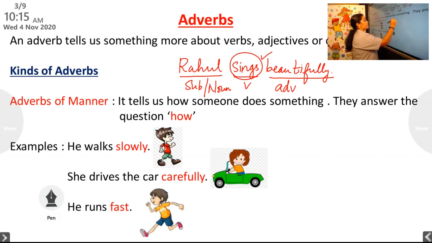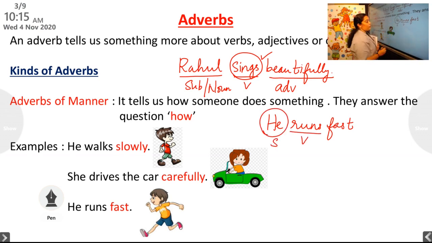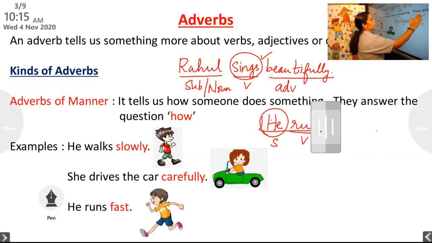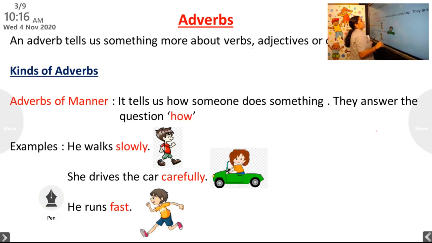I'll give another example. He runs fast. This is the subject, this is the verb. Which word tells us how does he run? He runs fast. So this is the word which tells us more about the verb. So the word which tells more about the verb is called an adverb. Just have an introduction about the adverb. Only this much is enough because we are going to learn the details of adverbs, the different kinds of adverbs.